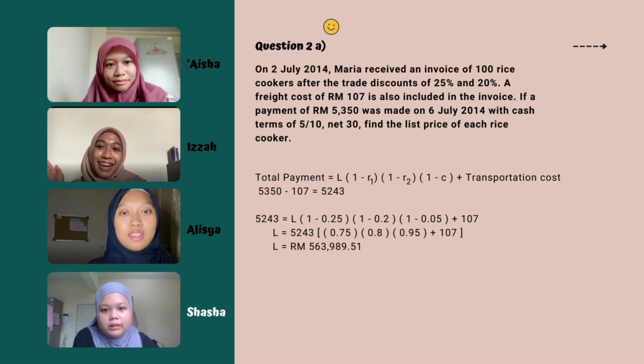So 543 equals list price times (1 minus 0.25) times (1 minus 0.2) times (1 minus 0.05), plus 107. So the list price is equal to 563,989 ringgit and 51 cents.